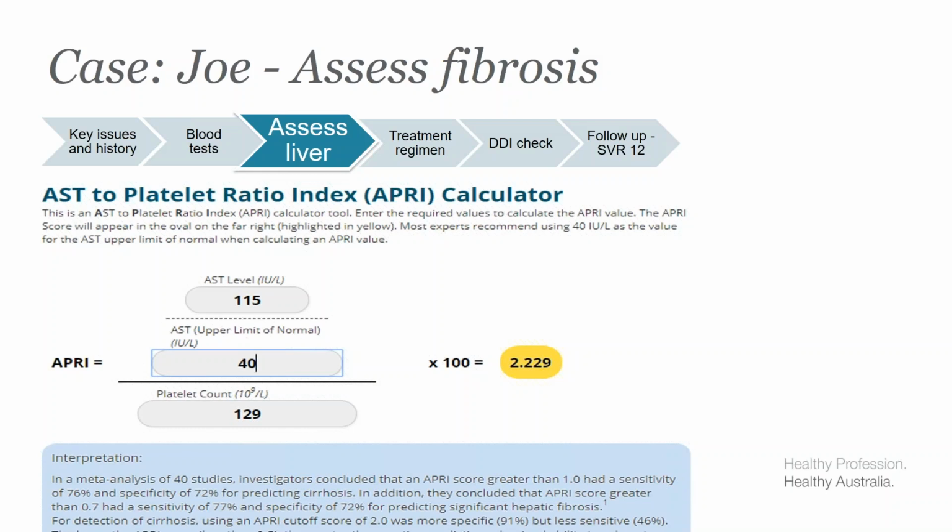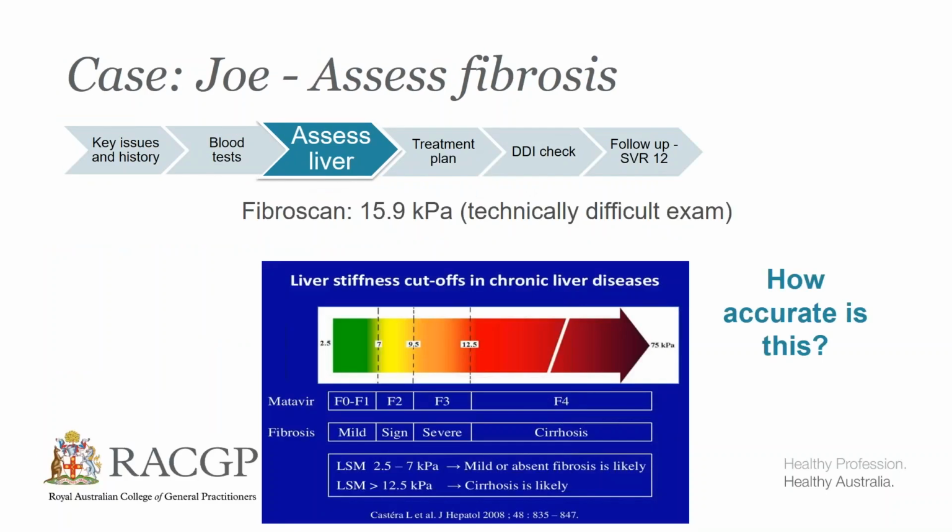So I think we've got enough information there to suggest cirrhosis, but we can utilise other tools. But there's more, yes. Oh, there is. Yes. Okay, so we got him a FibroScan too. Yeah, look at that. 15.9 kilopascals. I think that's a pretty safe bet that this gentleman has cirrhosis.